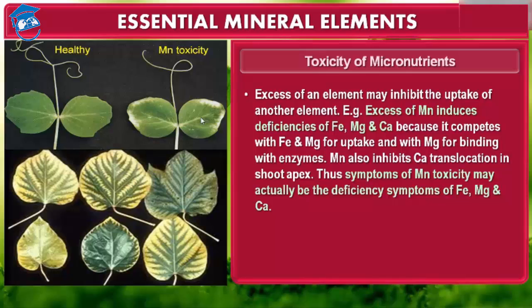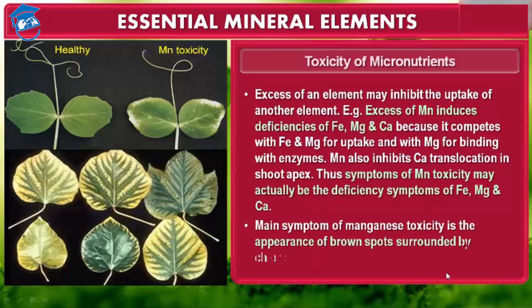Many times, excess of an element may inhibit the uptake of another element. For example, the prominent symptom of manganese toxicity is the appearance of brown spots surrounded by chlorotic veins. So, it is very important to know that manganese competes with iron and magnesium for uptake and with magnesium for binding with enzyme, students. So this was the toxicity of micronutrients. See, these are the brown spots surrounded by the chlorotic veins.